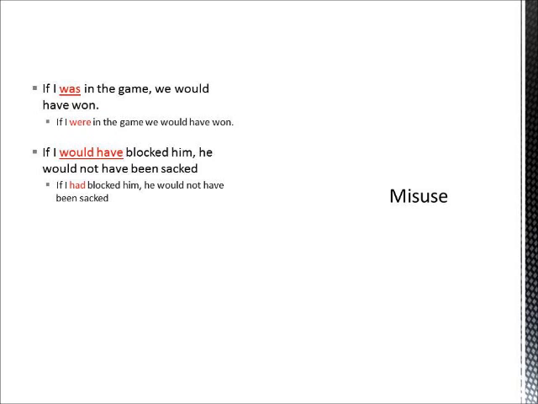If I would have blocked him, he would not have been sacked. While correct, the statement implies that the speaker did not make an effort to complete the action. Well, if I had blocked him, he would have been sacked is correct, as it implies he attempted but was unable to complete the action.